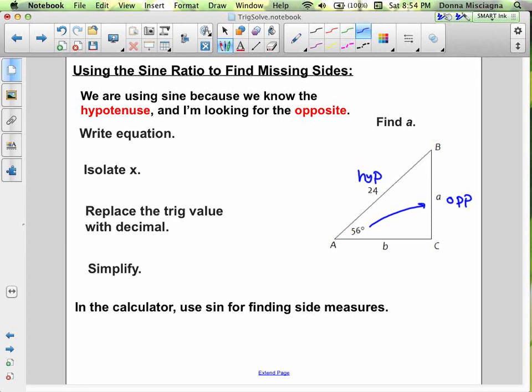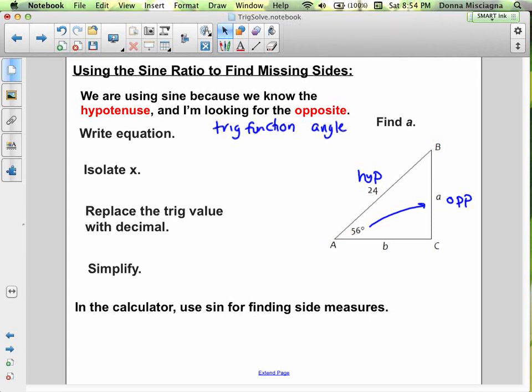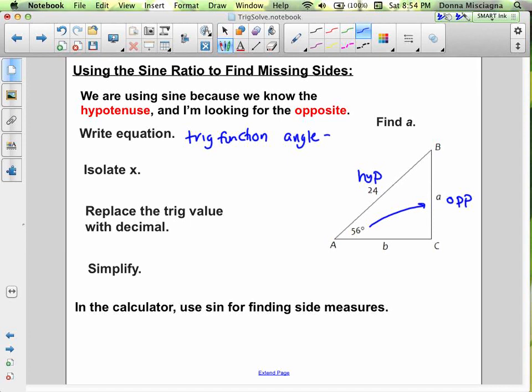All right, so the first step is to write the equation. So now it'll be sine, and we always take the trig function. All of our equations are going to be the trig function, whether it's sine, cosine, or tangent, of an angle, and that's going to equal a ratio. Here, our trig function is sine. Our angle is 56, because that's our angle of reference here. And let me just remind us that the ratio for sine is opposite over hypotenuse.